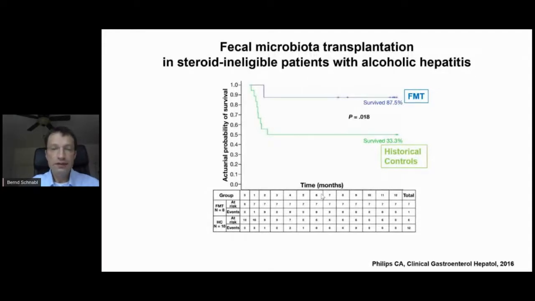We have Dr. Phillips joining us today. He published this very nice pilot study using fecal microbiota transplantation in steroid-ineligible patients with alcoholic hepatitis. This was done over 8 days via nasojejunal tube. You can see here that the FMT group had a very good survival of 88%, versus historical controls that had a survival of 33%. So suggesting that there is at least something in patients that improves with exchanging the gut microbiota.